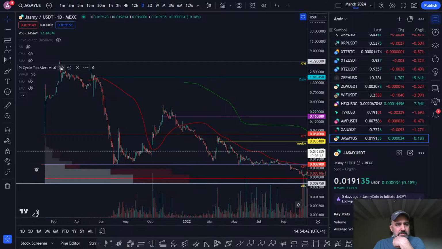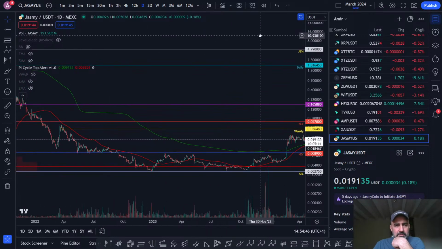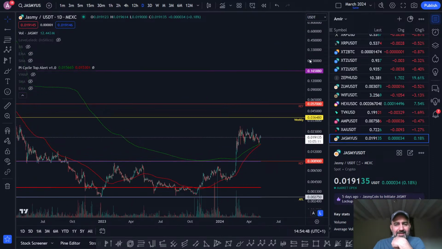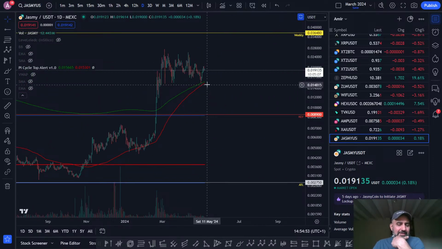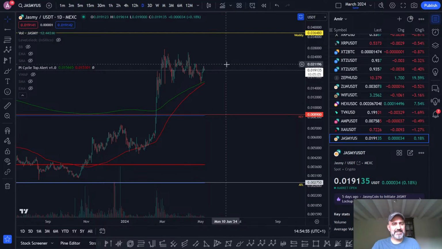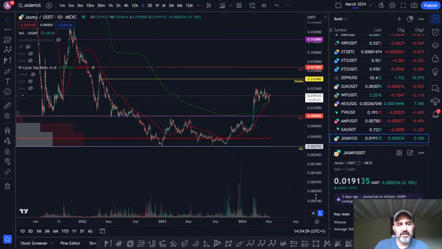Maybe look at these other things as well. Bicycle top. Bicycle's about to make a top alert here. It's about to do it. It needs to go up now. Otherwise you're going to have a Bicycle alert trigger here.